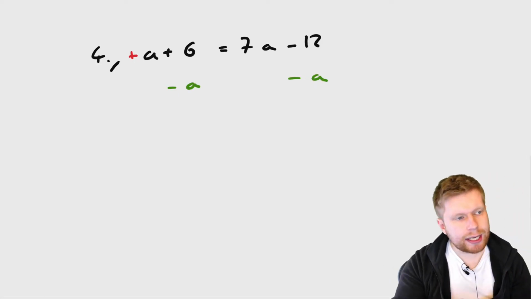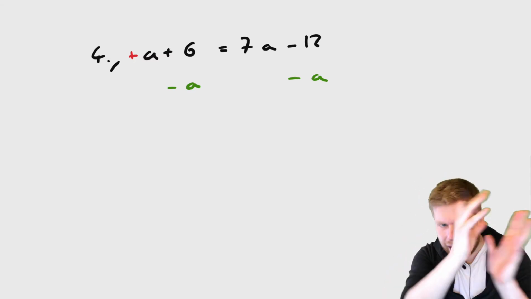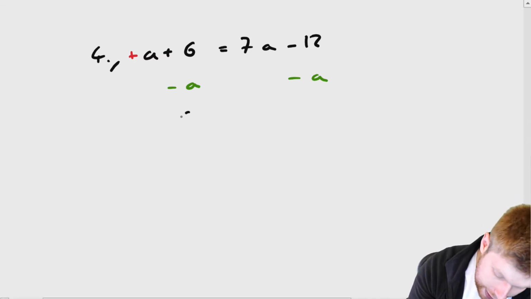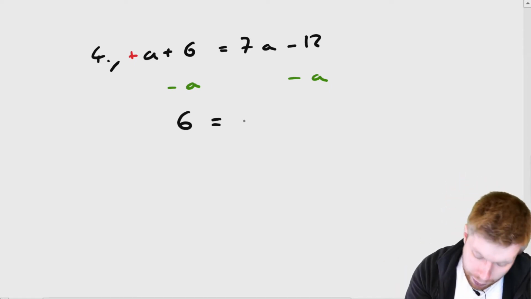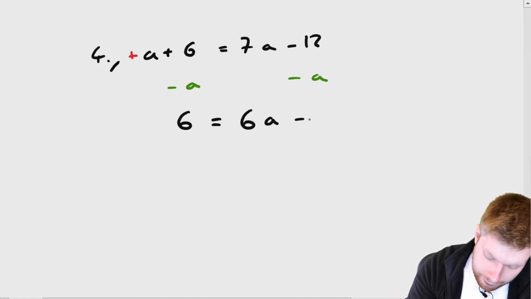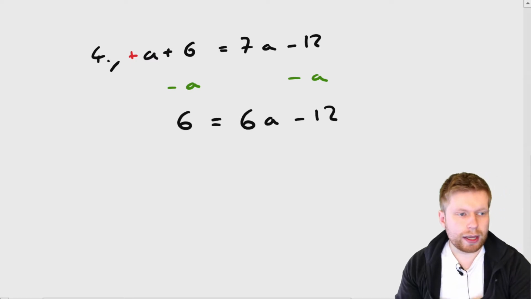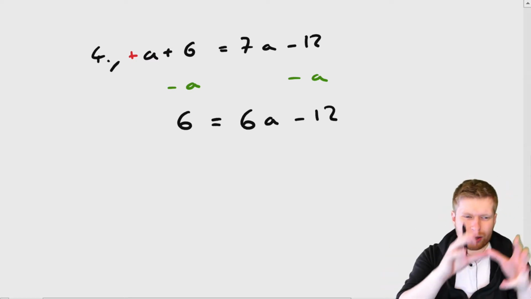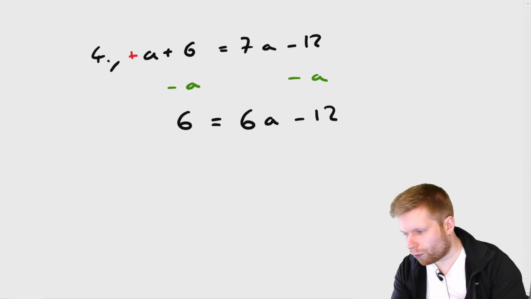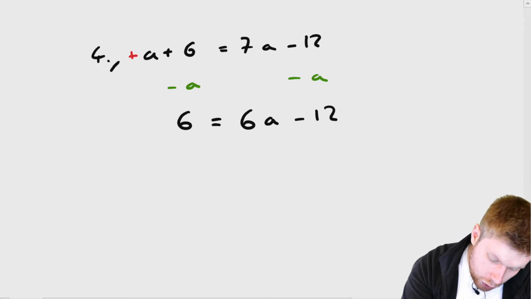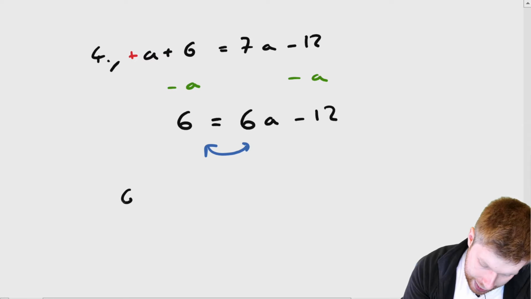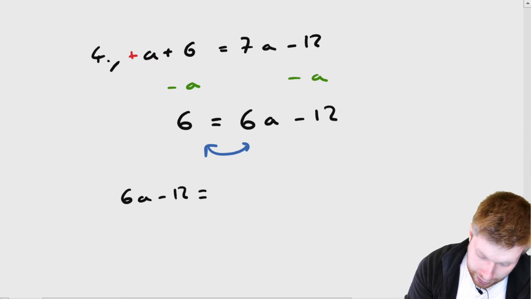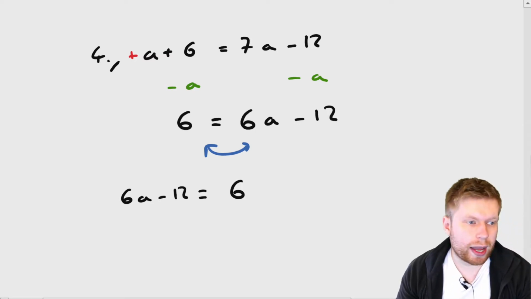So on the left-hand side, well, if I have positive a and I take away a, I haven't got any a's there, but I've still got a 6. Then the right-hand side, I've got 7a, and I'm taking away an a, which means that I'm going to be left with 6a. And of course, I've got the take away 12. Now, just because I think it's slightly easier to look at the unknowns on the left-hand side and a number on the right, I'm just going to switch these two sides around. Okay, so I'm just going to do a switcheroonie and put the 6a minus 12 on the left-hand side, and then just leave the 6 on the right-hand side.